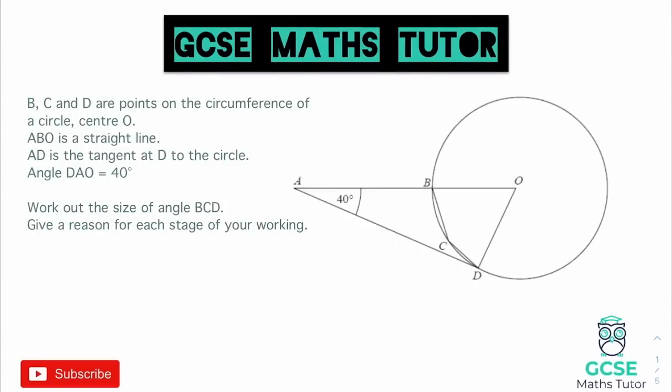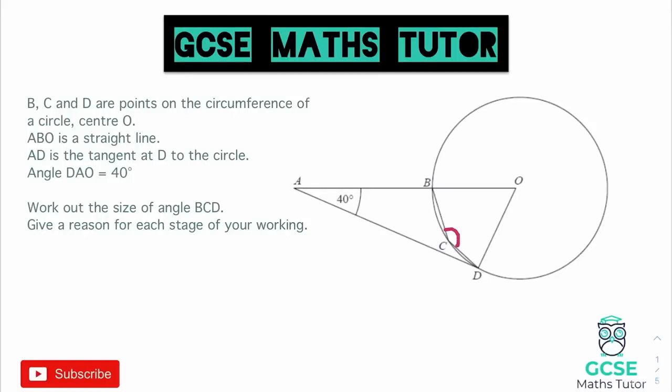So this one here says that B, C and D are points on the circumference of a circle. It says ABO is a straight line, so that's this one here, connecting from B, A to the centre. So that's a straight line. It says AD is a tangent, so this line here that's forming the base of that triangle is a tangent, and we know from the last question what a tangent forms with the radius. It says angle DAO is 40 degrees, which is labelled for us on the diagram, and it wants us to work out the size of angle BCD. And B to C to D is this one here on this little shape.